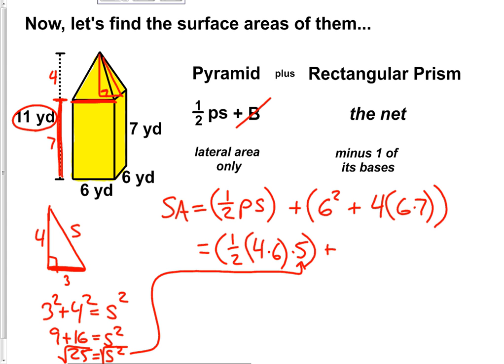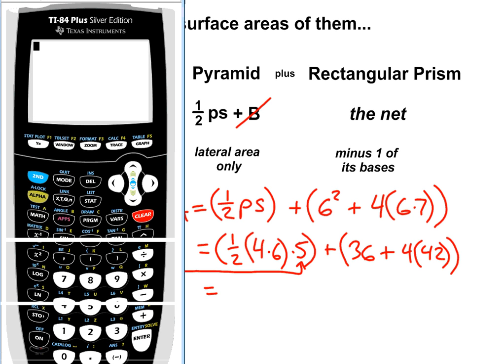And then over here, we've got some calculations going on, so let's start cleaning this up a little bit. 6 squared is 36. And 4 times 6 times 7 is 42. Still cleaning up the calculations a little bit. Inside of the parentheses there, 4 times 6 is 24, times 5, and we've got 1/2. So we've got a good bit of numbers going on here, so I'm going to pull the calculator up, and let's have a look at what's going on here.